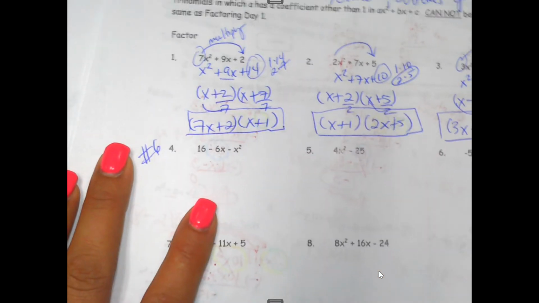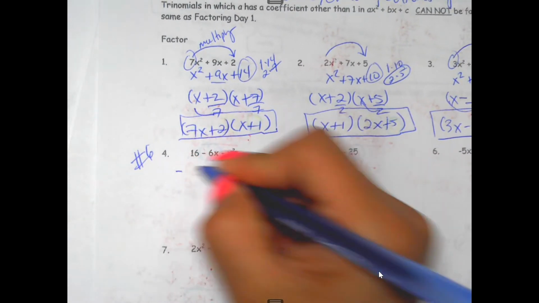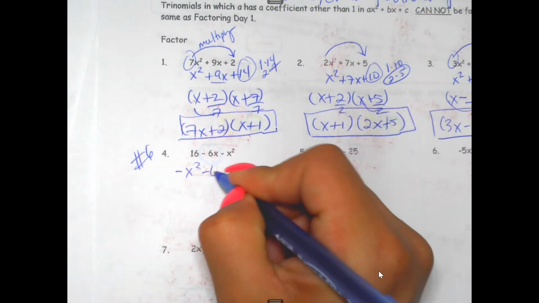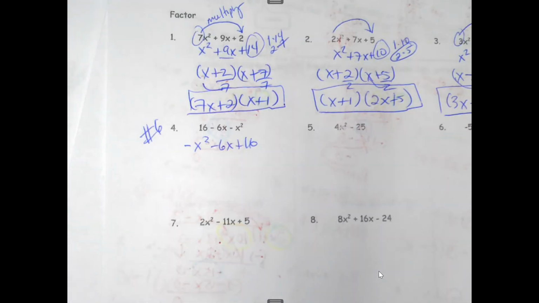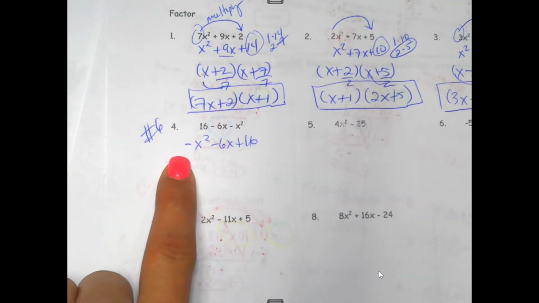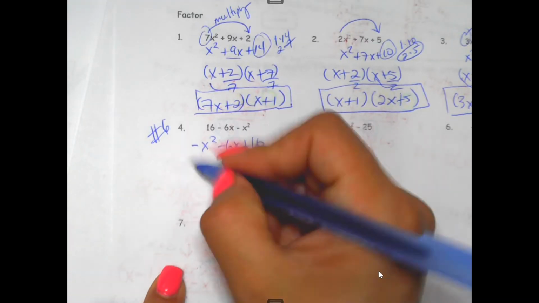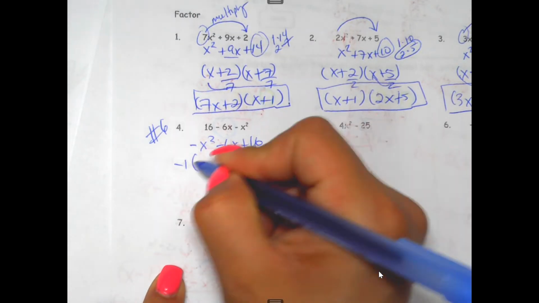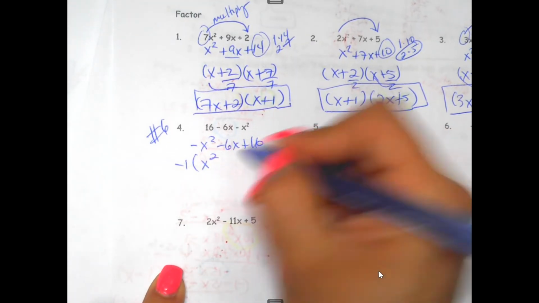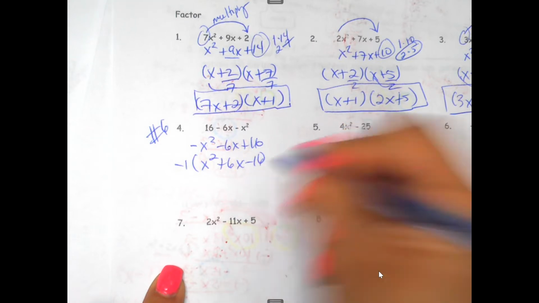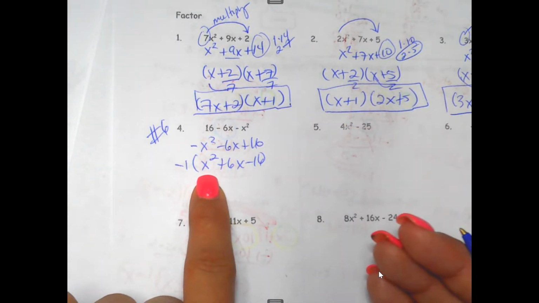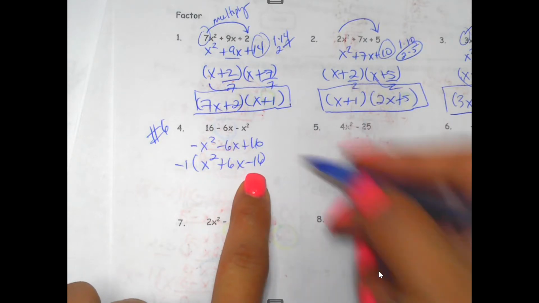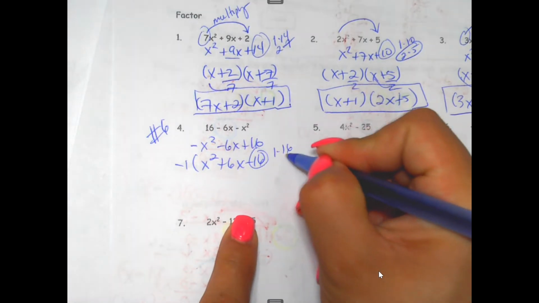Number 4 is like number 6 in our homework on page 31. You're going to rearrange it. The x squared goes first, then the one with the x, then the 16. We do not want an x squared to be negative, so we're going to factor out a negative 1. Pretty much that just changes all the signs to the opposite. And then there's no coefficient in front of the x squared other than 1, so we can factor just like yesterday. Focus on the last term.